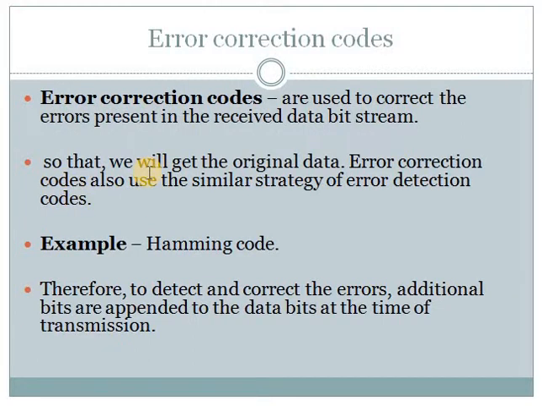Now error correction code. Error correction codes are used to correct the errors present in the received data bit stream. So from the destination, the resulting data will be available, so that we will get the original data. Error correction codes use a strategy similar to error detection codes, like Hamming code, parity code, etc. Therefore, to detect and correct the errors, additional bits are appended to the data bits at the time of transmission. If you are sending 8-bit data from source to destination, the computer knows only zeros and ones.